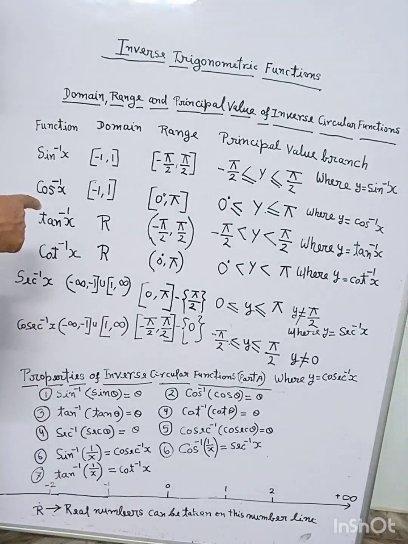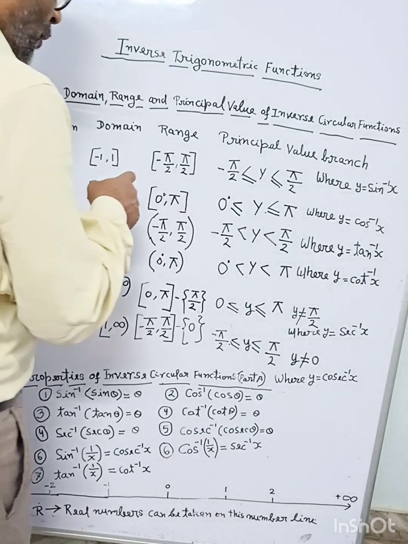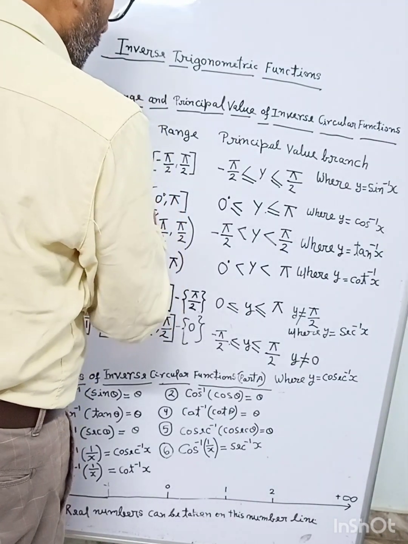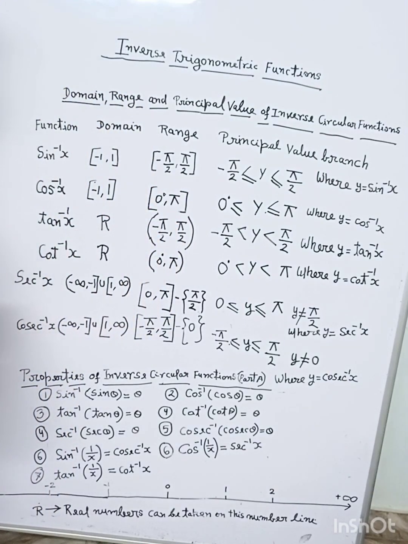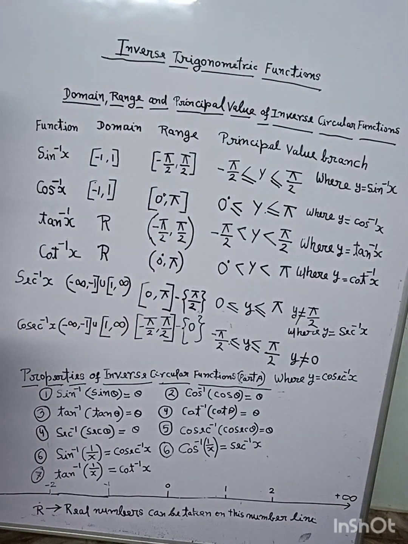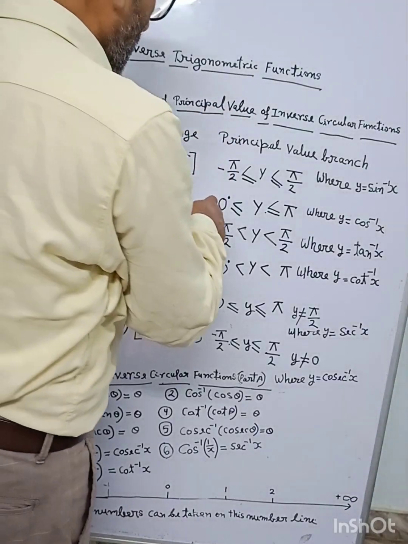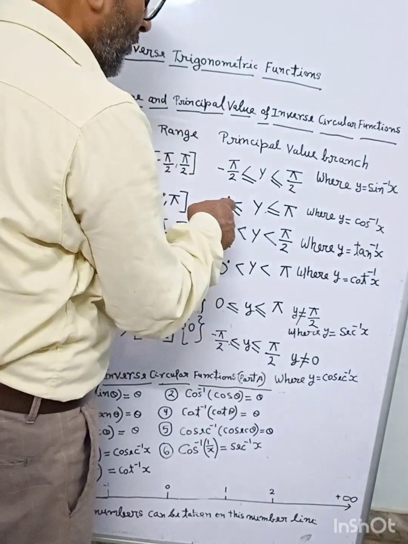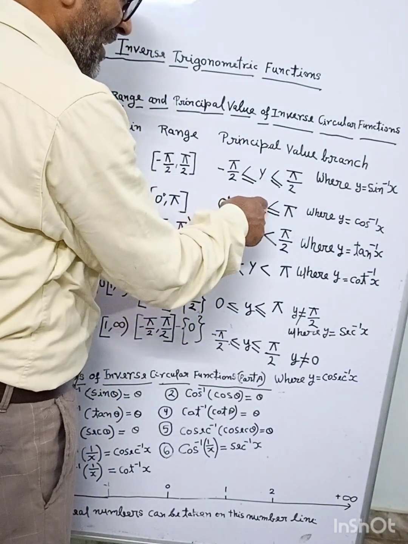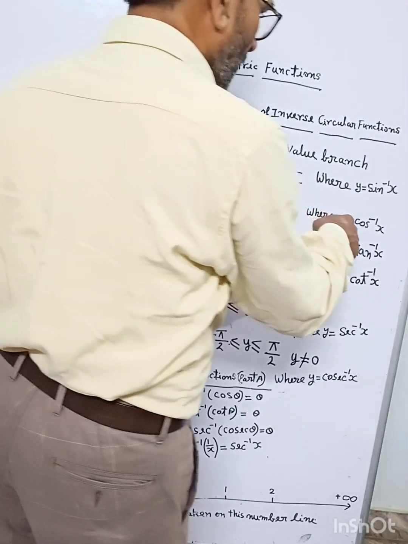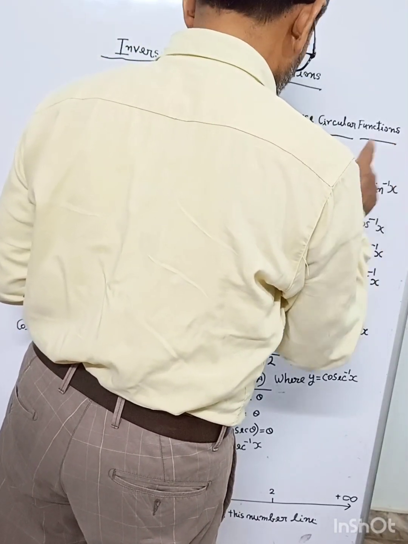Different values of the angle go from 0 to pi under closed interval. It means 0 and pi are also included. So its principal value branch will be 0 is less than or equal to y is less than or equal to pi, where y is equal to cos inverse x.